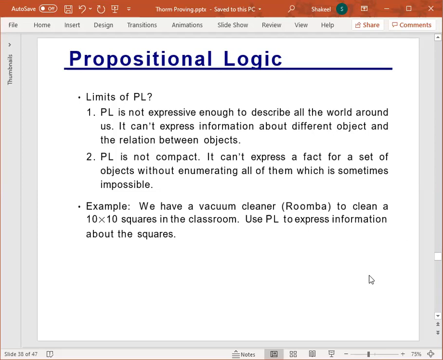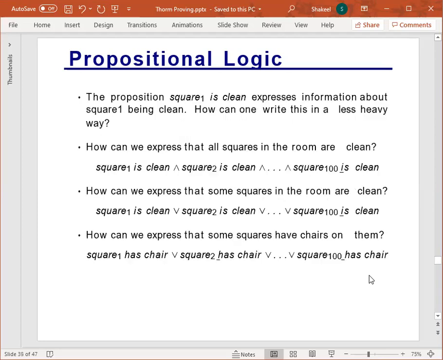I'm going to pick another example, which is the vacuum cleaner. Suppose we have a Roomba to clean 10 by 10 squares in the classroom, and you want to use propositional logic to express information about the squares. To express that a square is clean, we are going to use a proposition: Square 1 is clean. To express that all the squares in the room are clean, we write: square 1 is clean, and square 2 is clean, and square 100 is clean. So that's a little heavy. We have 100 terms, the conjunction of 100 terms.